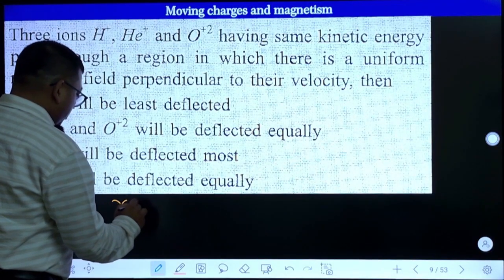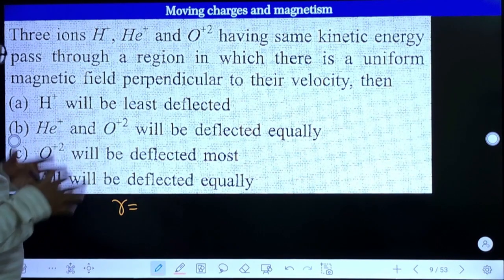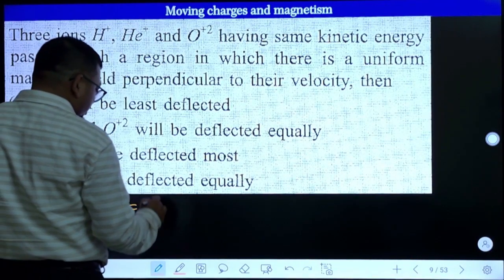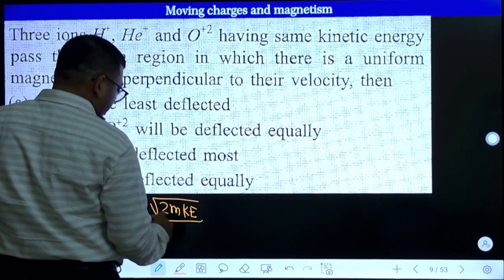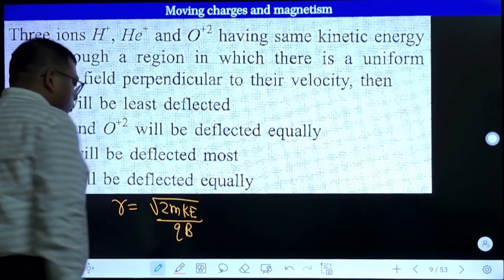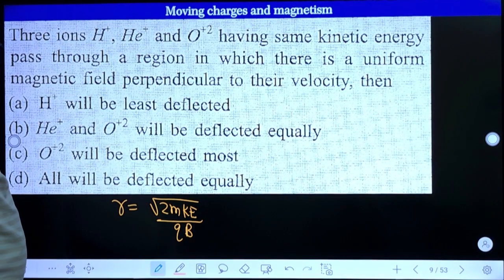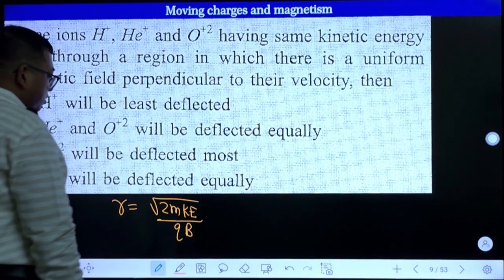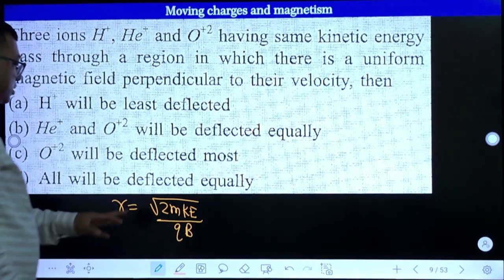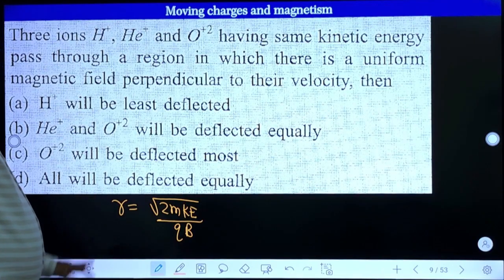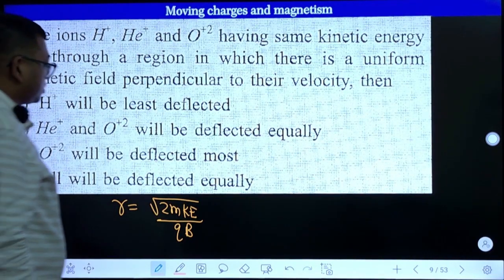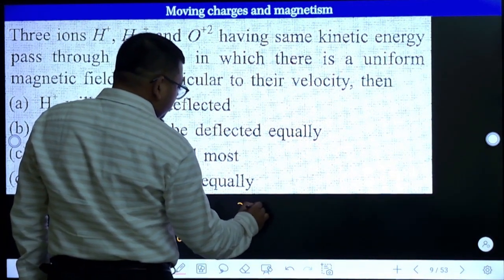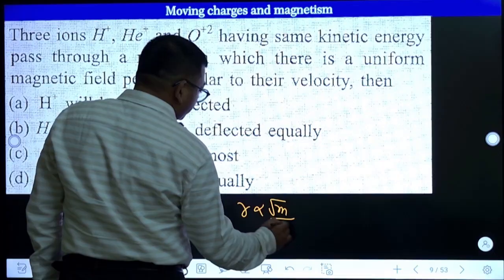So radius is what? Here we have to bring in kinetic energy. Again this formula is coming: radius equals root under 2 times mass times kinetic energy, divided by QB. The kinetic energy is the same, so mass and charge are the only things that are going to be different. Now you need to compare the radius. So radius is proportional to root of mass by charge.